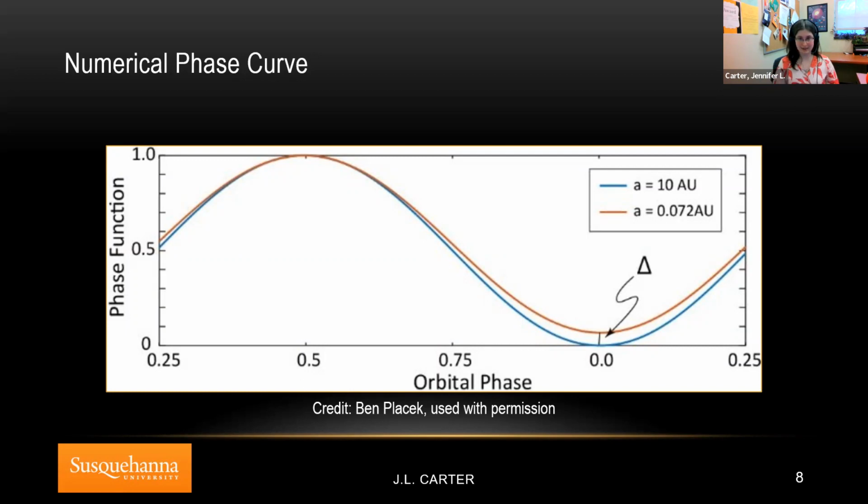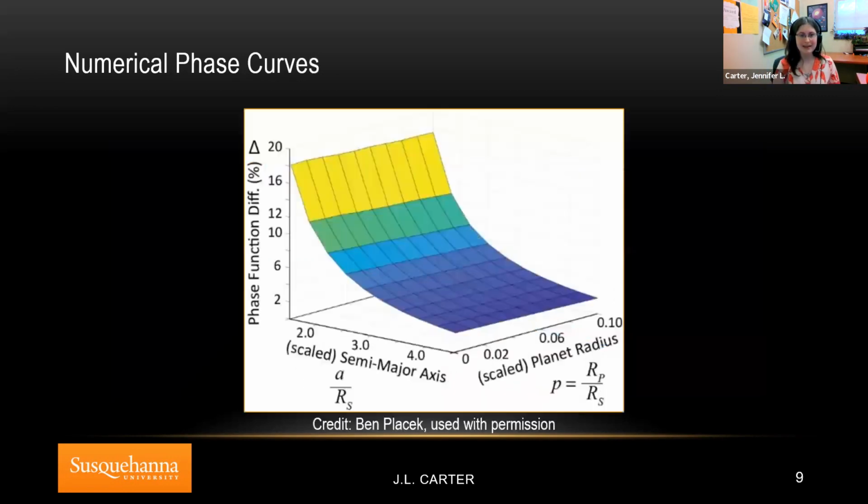Let's call this delta. The value of delta changes based on the star-planet separation and the size of the exoplanet. Let's see a surface map to illustrate when this finite angular size is most important, when we really need to pay attention to it. Shown here is the value of delta as a percent versus scaled semi-major axis, where we've scaled it to the size of the host star, and the scaled planetary radius. And we see that it's at a maximum for small star-planet separations and also for smaller exoplanets.